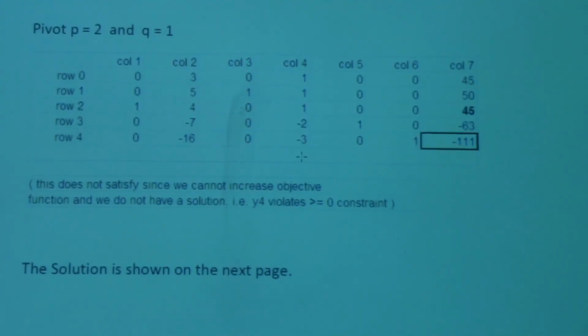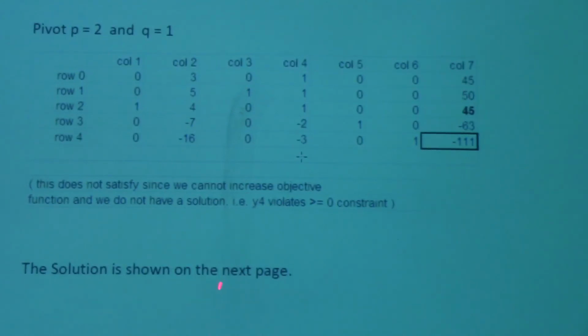y1. What's the value of y1? 50. How about y2? Not in the basis. How about y3? What's the value? Okay, that's a constraint violation. How about y4? In the basis? It's in the basis with a value of negative 111. So therefore that move is illegal because it violates the constraints, so we cannot do it.